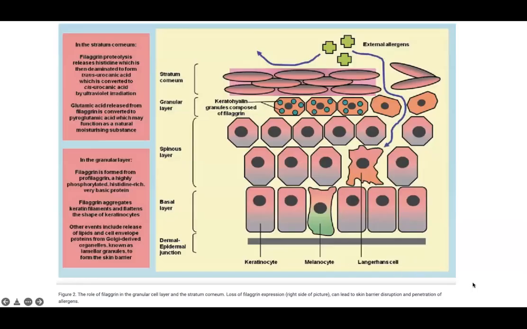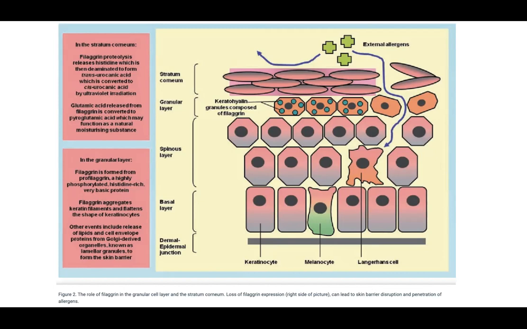This is a schematic showing you the role of filaggrin in the granular layer and the stratum corneum. Loss of filaggrin expression on the right side of the picture leads to skin barrier disruption and penetration of allergens. So what happens is when you have a defect in the normal construction of filaggrin, you have a breakdown of keratohyalin granules, and what ends up happening is this allows the skin barrier to become a lot more susceptible to external allergens. It becomes a lot more susceptible to become dehydrated, dry, itchy.